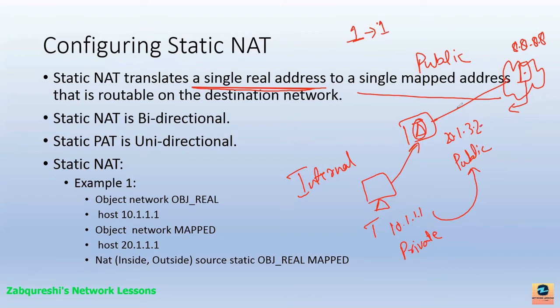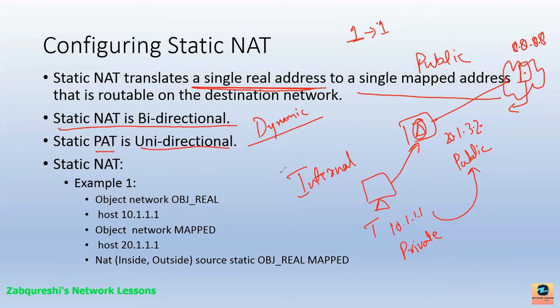And the most important thing is that the static NAT is bidirectional. The one we did in the last video was dynamic, and it was only one way, that is called unidirectional. Even the static PAT is unidirectional.